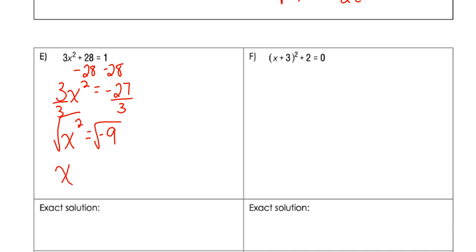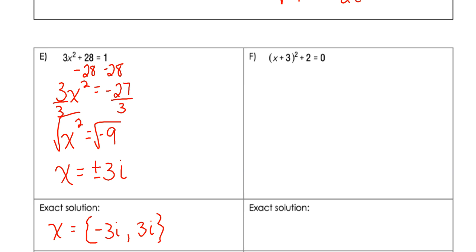And we can see there that we get the square root of -9. So the square root of 9 is going to be plus or minus 3. And since it's a negative, we're going to put an i on the end. So those would be my exact solutions, -3i and +3i for my x values.